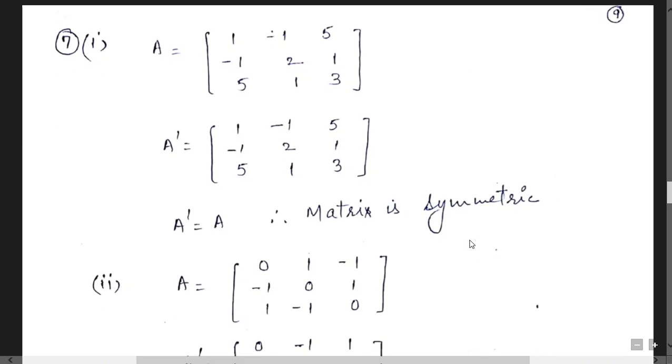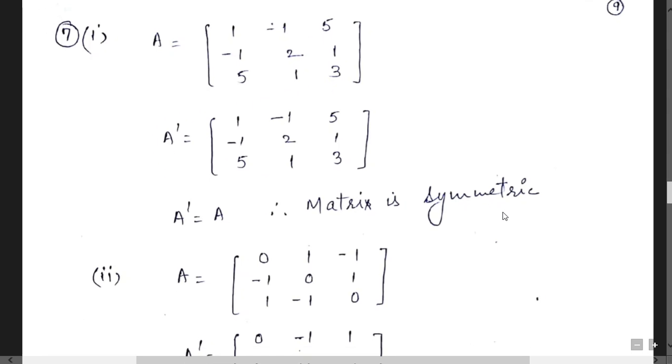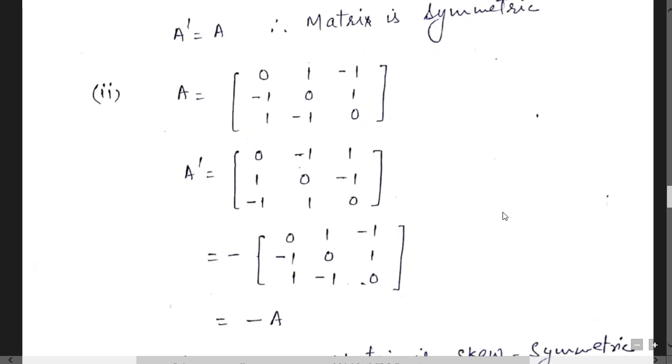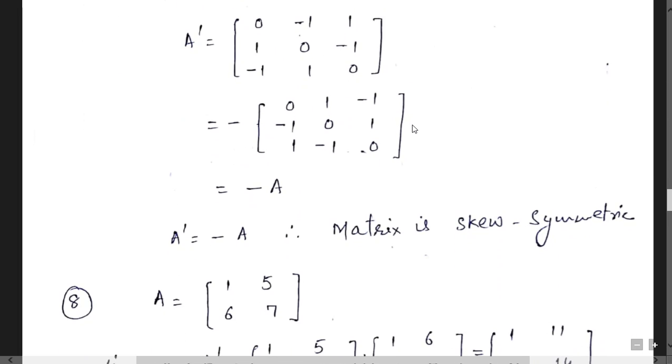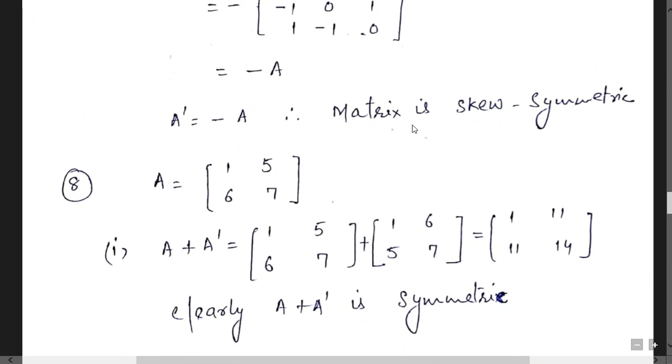Now question number 7, first part. The matrix is given to you. Look at the matrix. First row and first column are the same. Second row and second column are the same, and third row and third column are the same. It means the matrix is symmetric. Second part. Take the transpose of this matrix and take the negative sign common, then it's again equal to the original matrix. It means A transpose is equal to negative of A. It means the matrix is skew-symmetric.